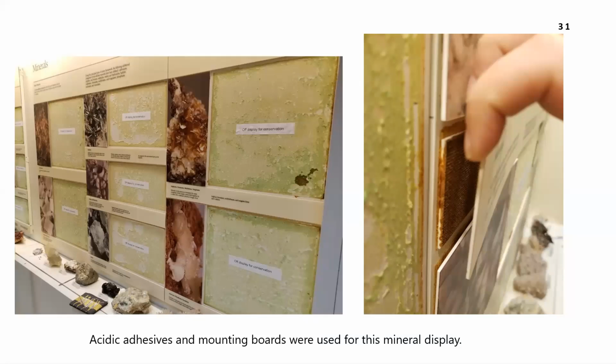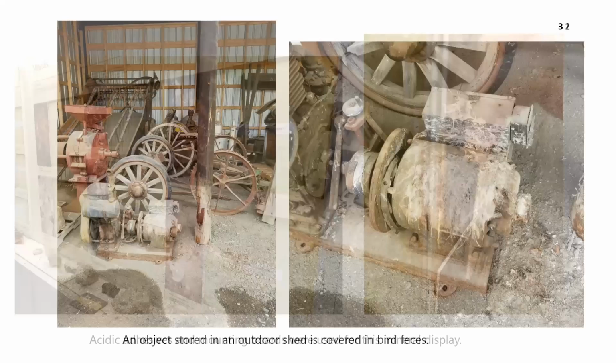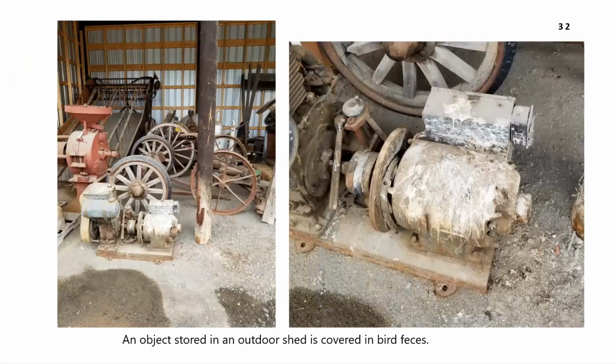Here's another example of an outdoor storage site. And because it was outdoors, frankly, a lot of things just got pooped on, which is not very good for your objects. You'll see in the picture on the right that the motor there just got covered. So it happens.